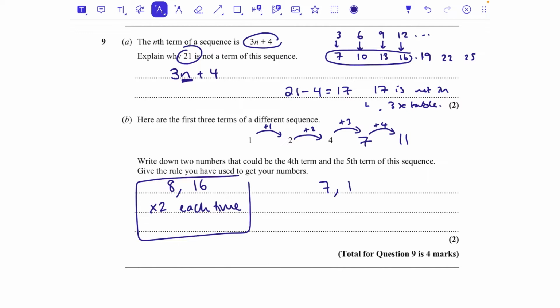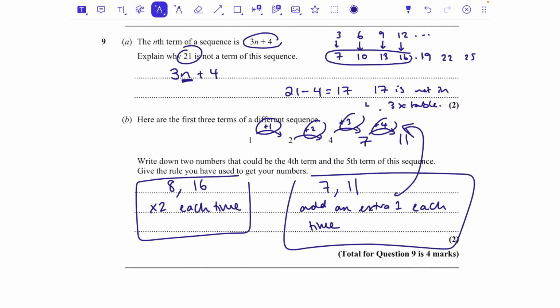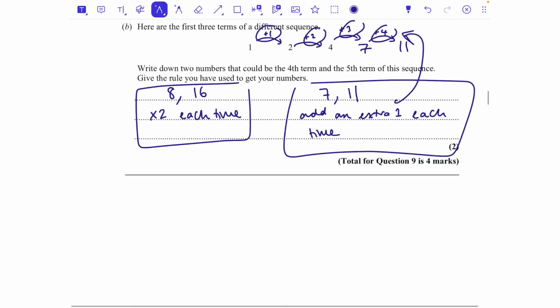So we could say 7, 11, add an extra 1 each time, and they can see the +1, +2, +3, +4 up there, so that's made that nice and clear. There we go, so you could have that as well. Either of those would have been absolutely fine for the mark.